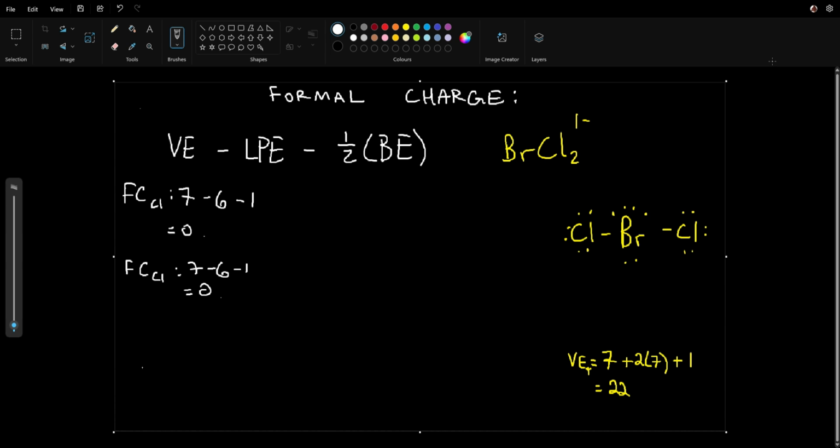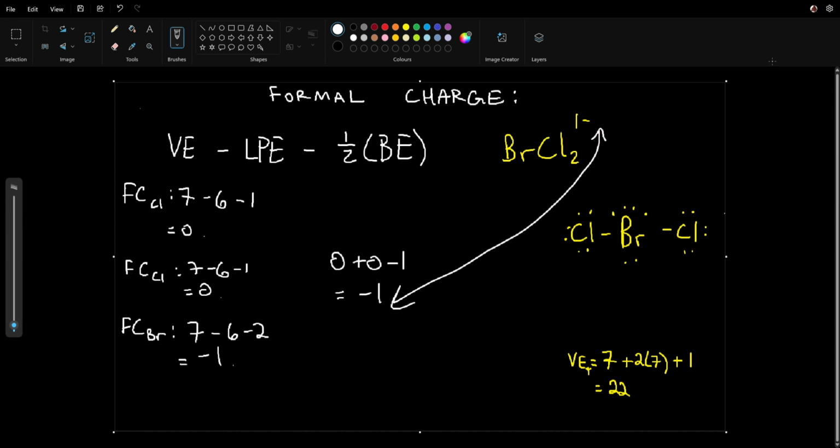And now for bromine, formal charge of bromine. We have 7 minus 6 minus 2 to give us -1. Now if we add all our formal charges, we have 0 plus 0 minus 1 with a sum of -1, which you can see matches the charge of the molecule to prove that this here is our correct orientation, but we're not finished yet. Like the previous example, we need to put square brackets around it, and we need to give it a charge.